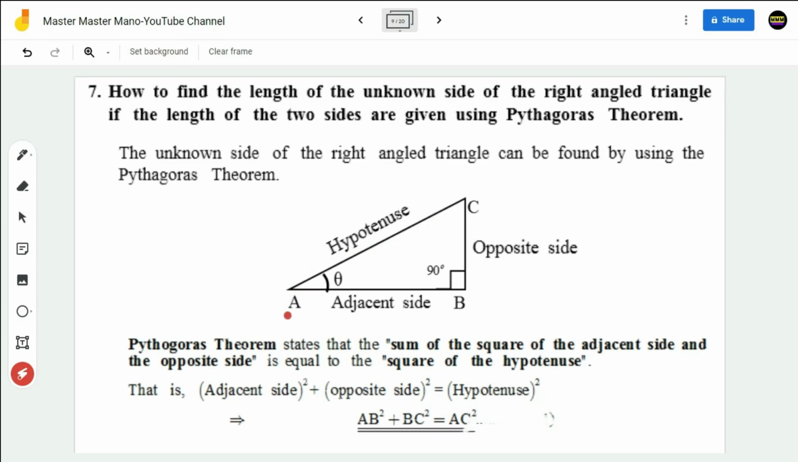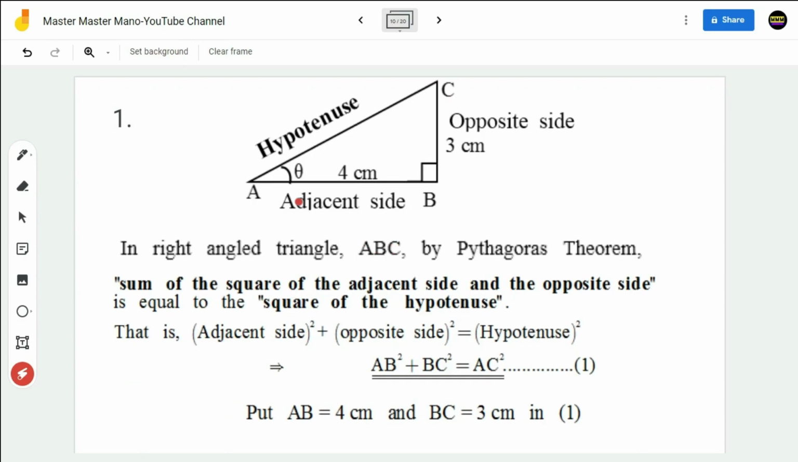Pythagoras theorem is used to find the unknown side of right-angled triangles only. We are going to do a few problems to find the length of the third side of a right-angled triangle by using Pythagoras theorem. In the first question, in right-angled triangle ABC, angle ABC is 90 degrees, angle BAC is theta.